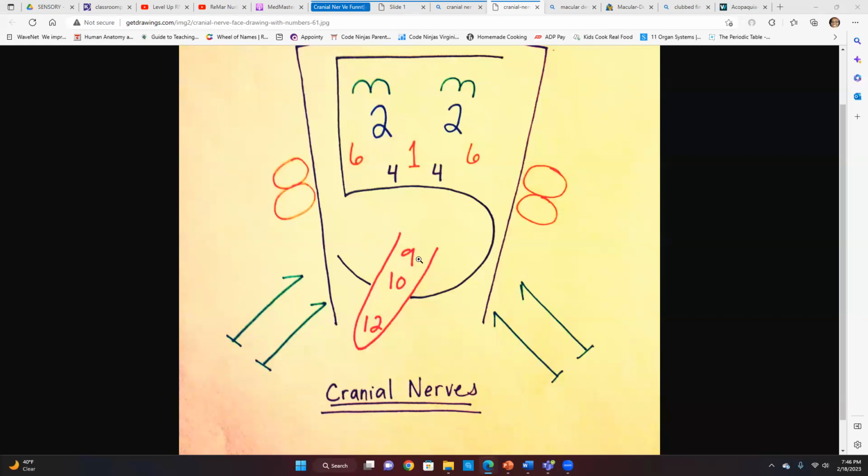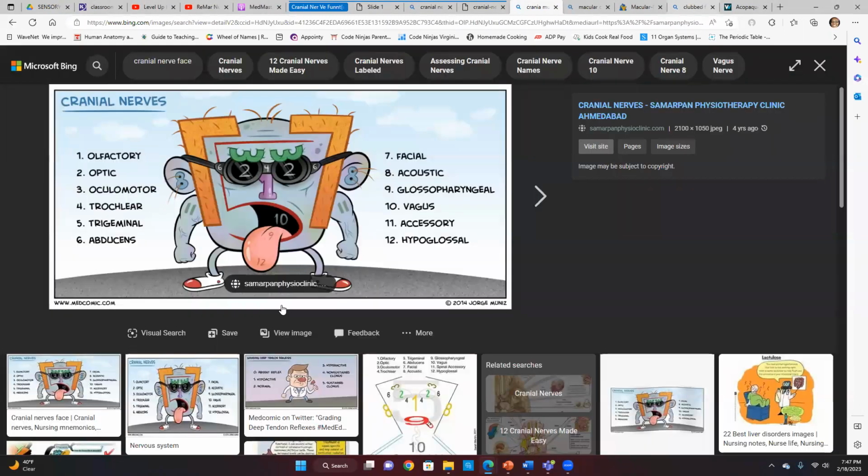And then 9 is going to be your glossopharyngeal. 10, your vagus. I want you to think your internal organs, right? Your viscera. 12 is going to be hypoglossal, and you see 11 are the shoulders, and that's going to be your accessory. So let me bring, and if you like this, you will probably love this guy.